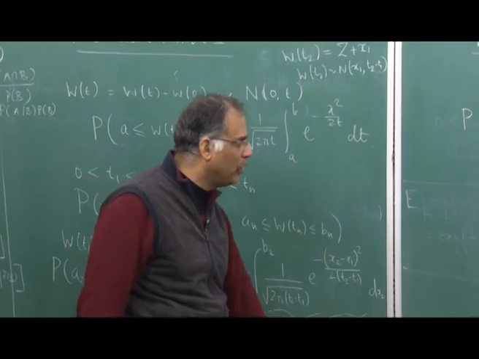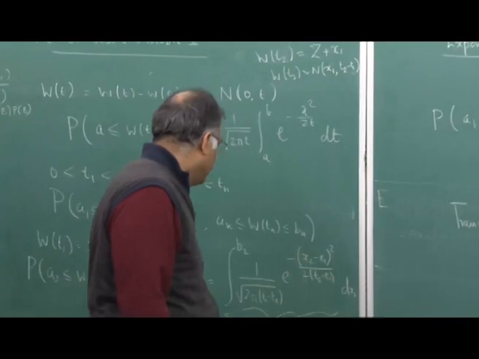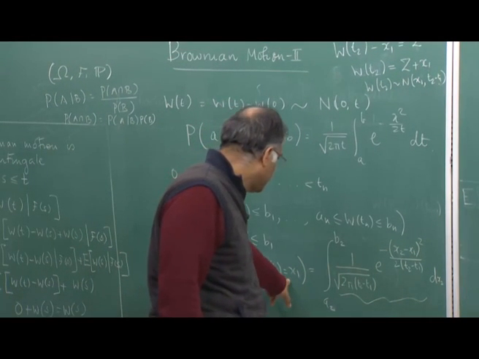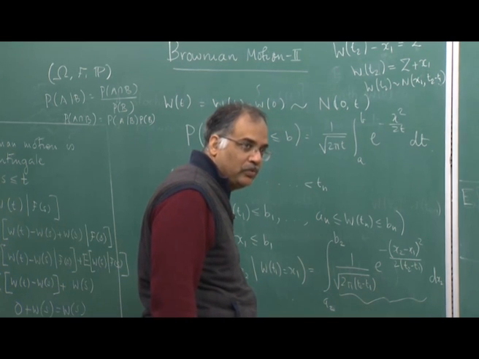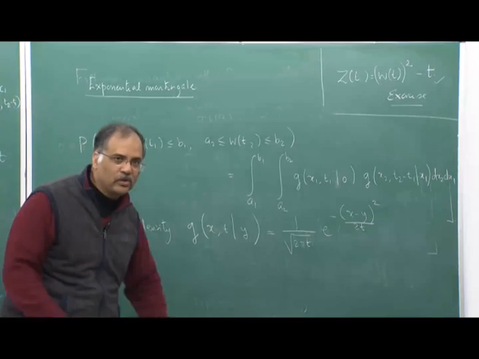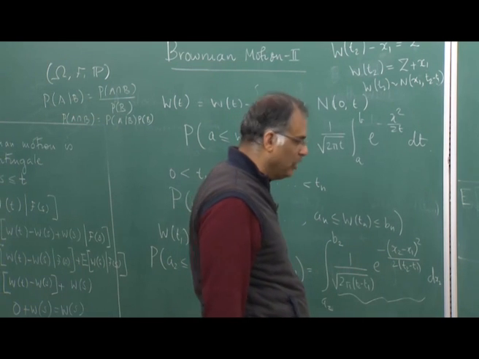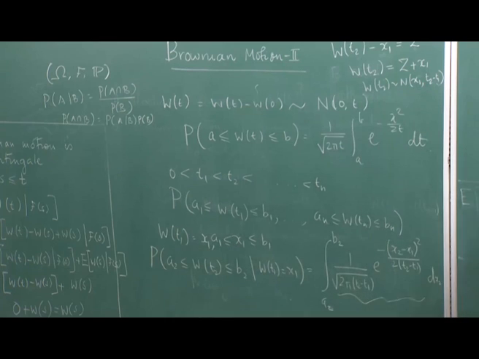So, this is a transition probability actually. It tells you, given the state is at x1, what is the probability that the next state is between A2 and B2. Because it is a continuous thing, you cannot say that the probability WT2 is x2, because that will become 0. So, you just have to say what is in between. So, that is the whole thing.